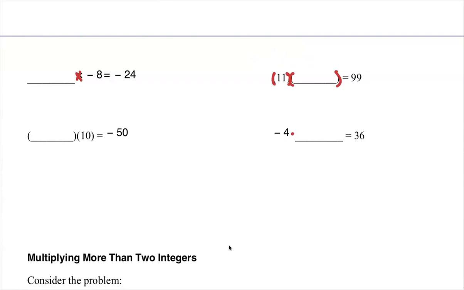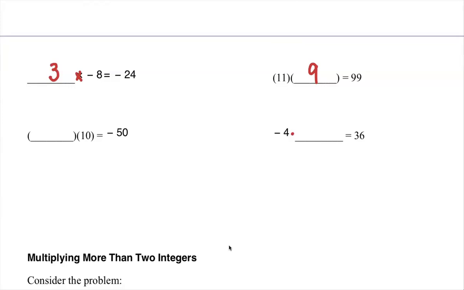Okay, so let's do that second one. 11, or the first one, excuse me. What times -8 is -24? 3 times -8 would be -24. 11 times 9 would be 99. Just double check: positive times positive is positive.